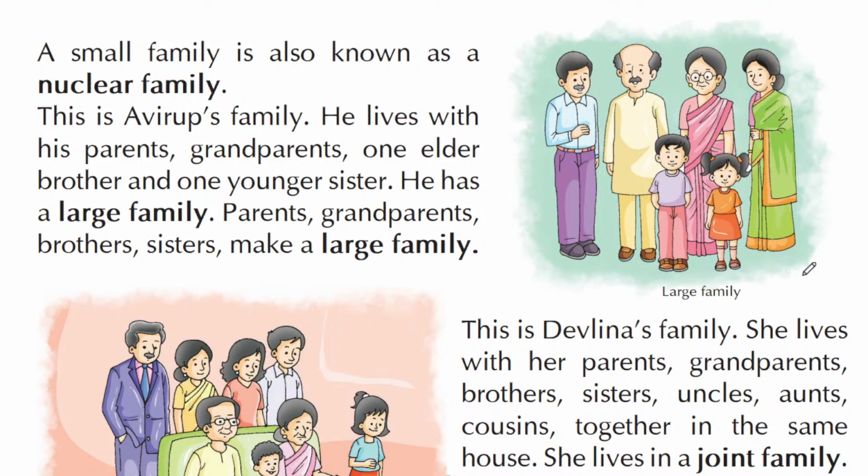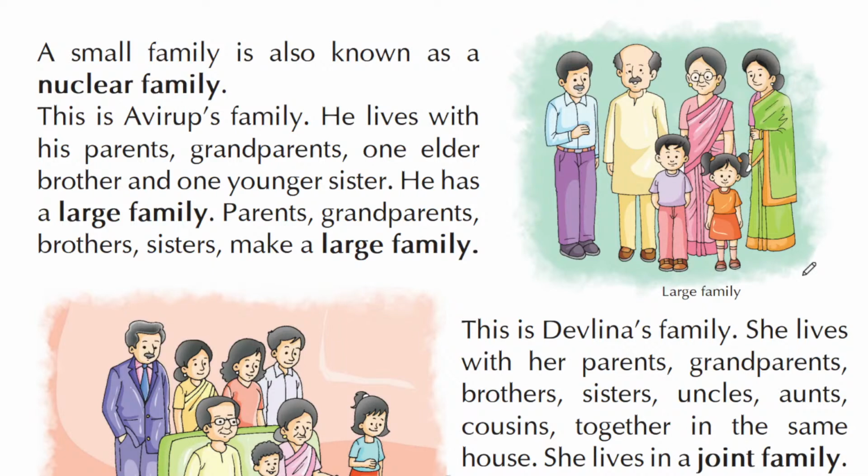Now there is another family, Abhirup's family. Let's see who the members of this family are. He lives with his parents, grandparents, 1 elder brother and 1 younger sister. Elder means bade bhaiya. Younger means choti behan. He has a large family.